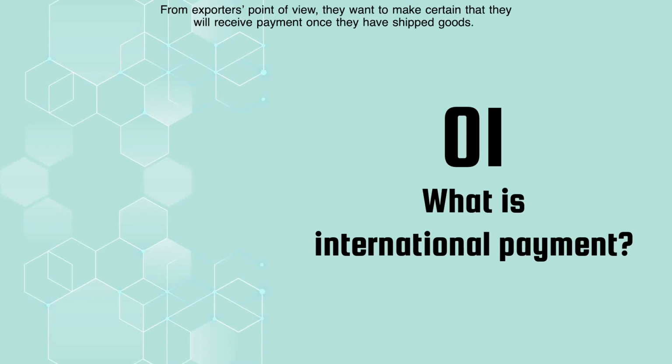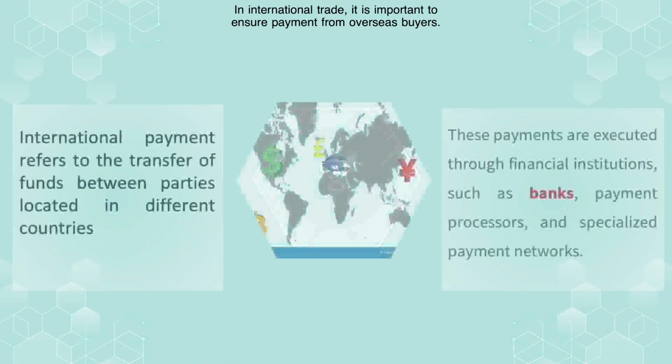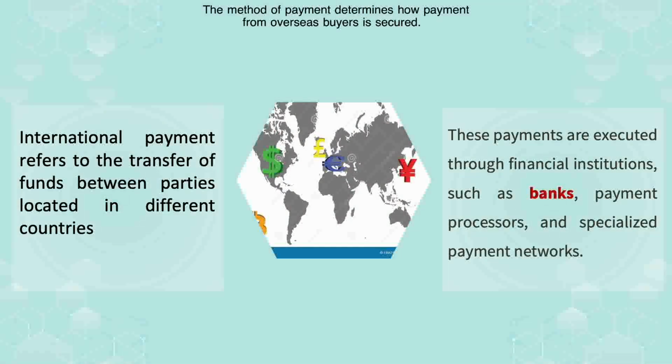From exporters' point of view, they want to make certain that they will receive payment once they have shipped goods. And from the perspective of importers, they want to make sure they will receive the goods once they have paid. How can both exporters and importers achieve this win-win situation? In international trade, it is important to ensure payment from overseas buyers. The method of payment determines how payment from overseas buyers is secured.